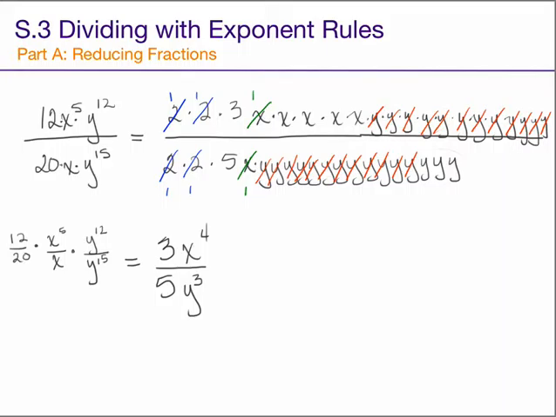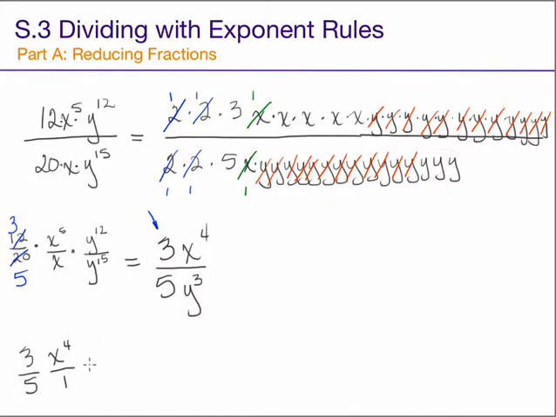Now I can look at each of these pieces separately. What goes into 12 and 20? 4. 4 goes into 12 3 times. 4 goes into 20 5 times. See my 3 over 5? It's the same 3 over 5 as I have here. There's the 4 that went into 12, and there's the 4 that went into 20. Let's make a note of that down here. Using my subtraction rule, I could now say that x to the 5th over x to the 1 is x to the 5 minus 1, which is 4, and that's over 1.